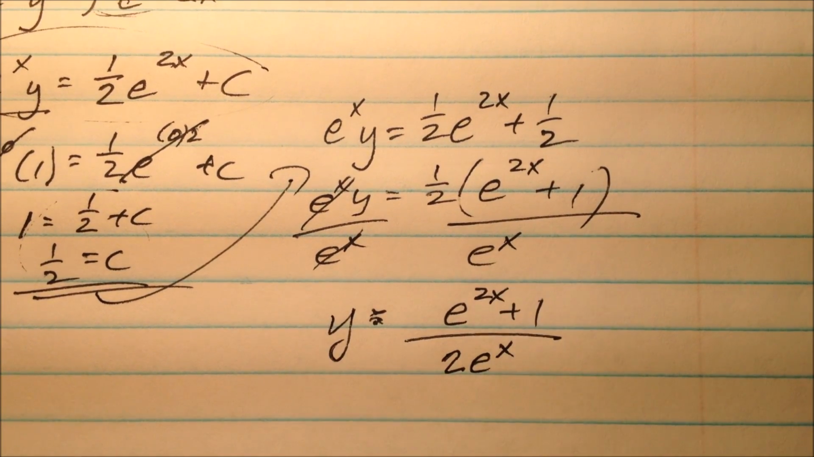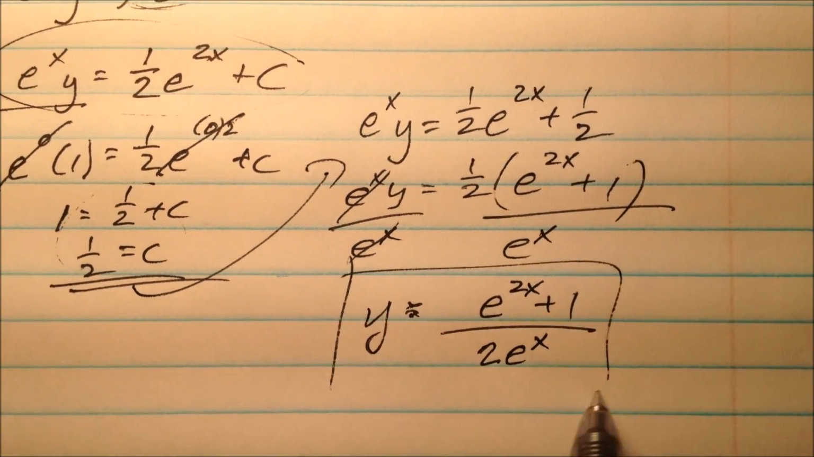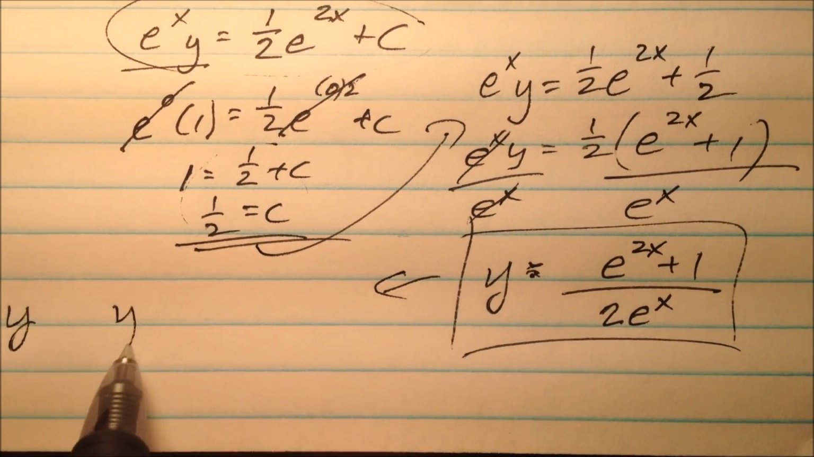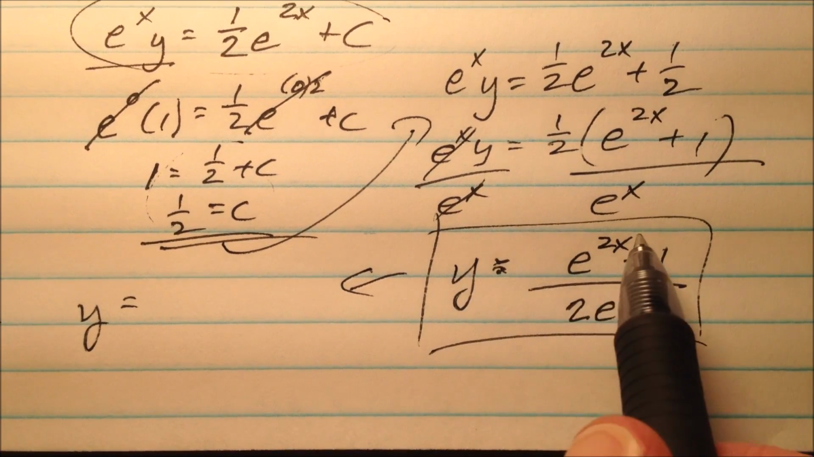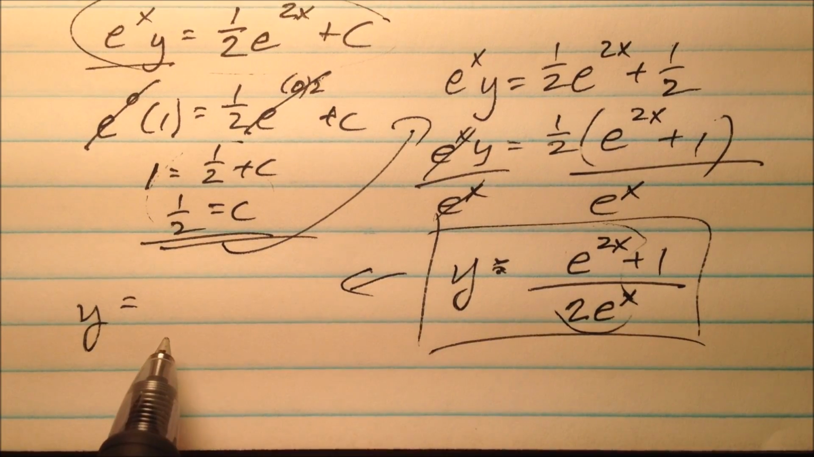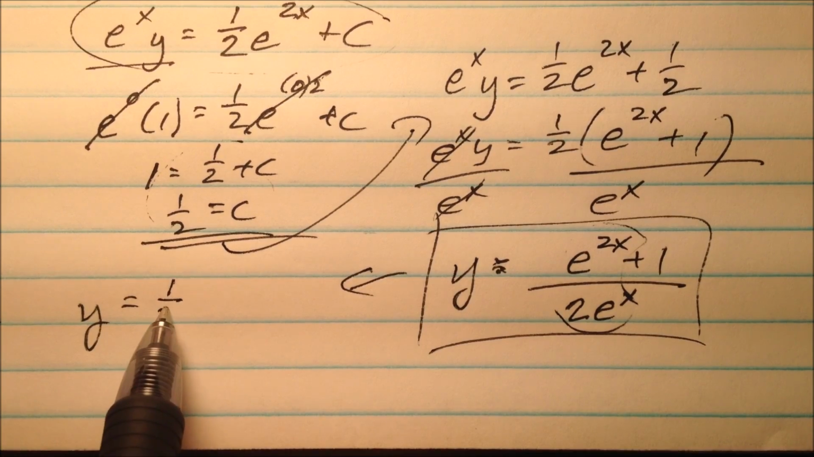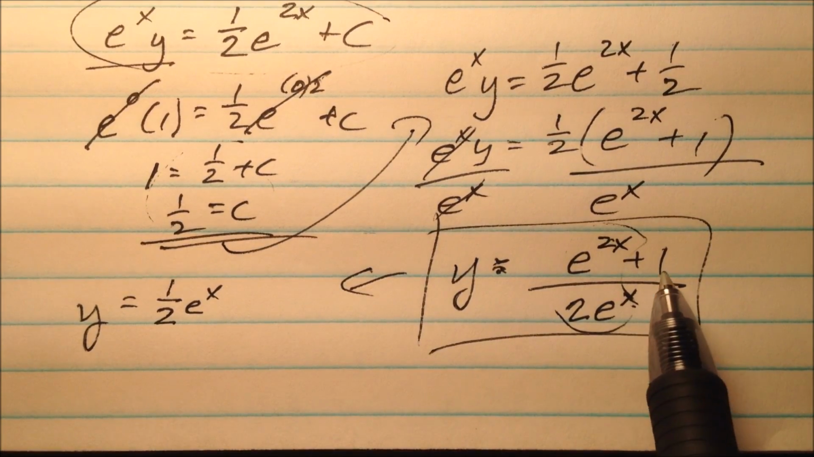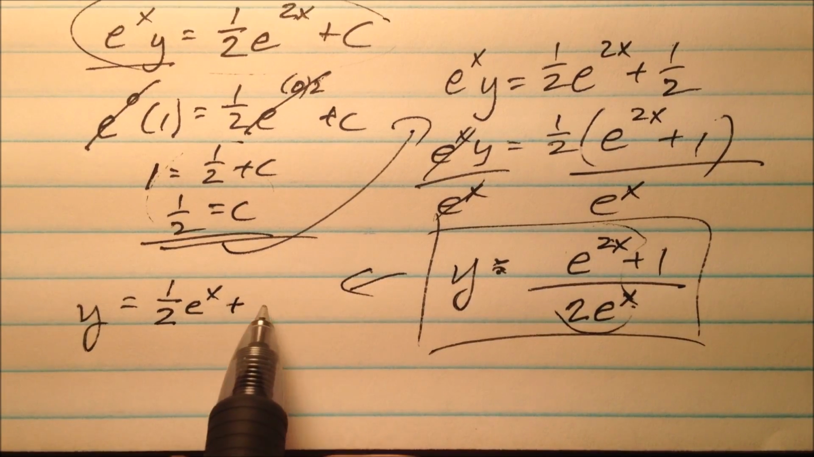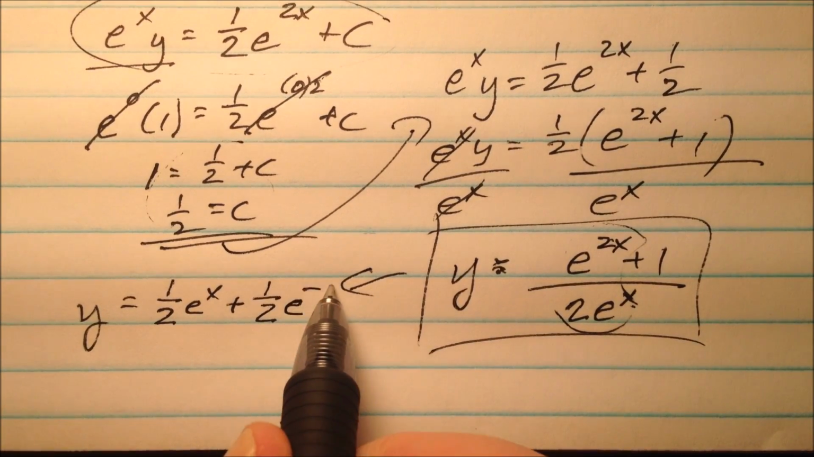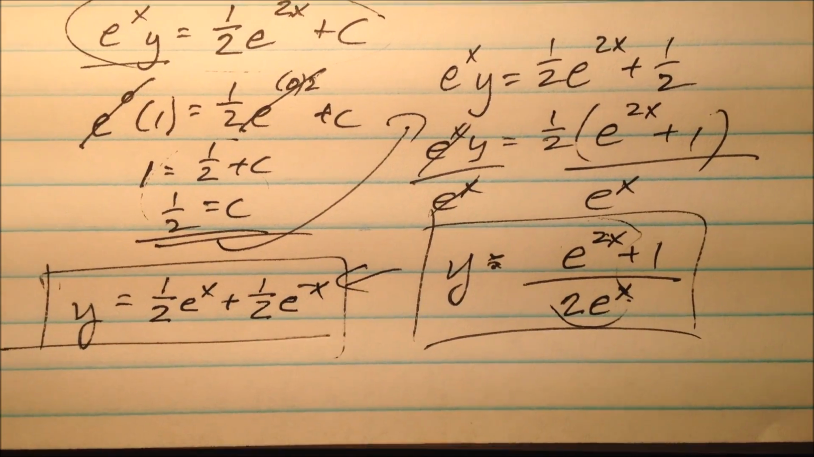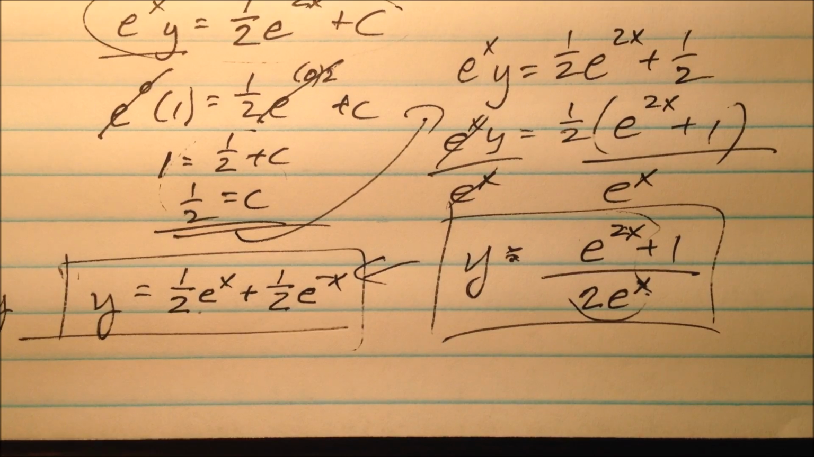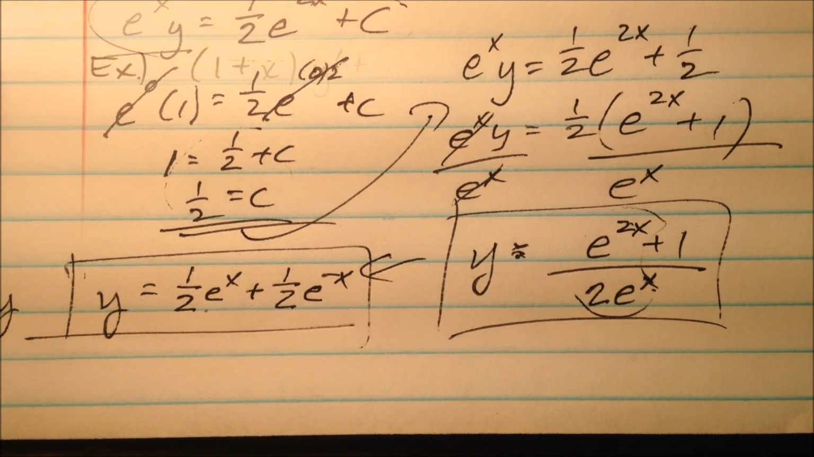Or we could actually break it down into those separate terms. So this would be fine. Or maybe we could bring it over here and say y equals, so these together would be, let's see, 1/2 e to the x, because 2 minus 1 on those x's, and then plus maybe 1/2 e to the negative x. I mean, that would work out. It just kind of depends on if you want a fraction or if you want everything to be terms by itself. No big thing.